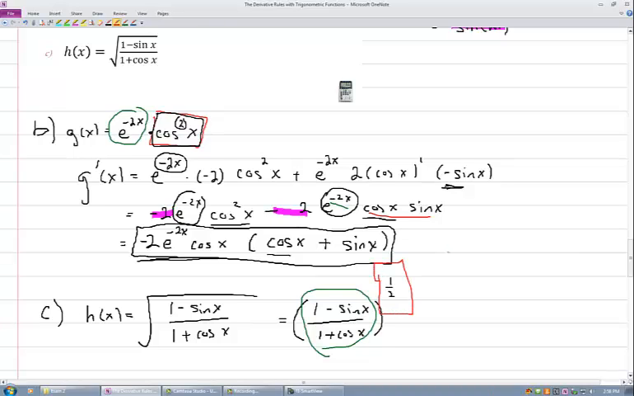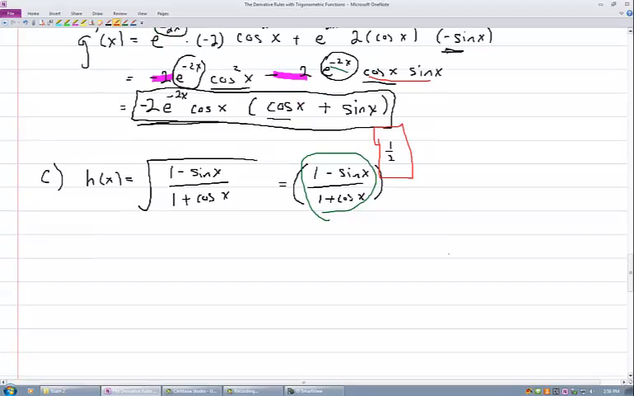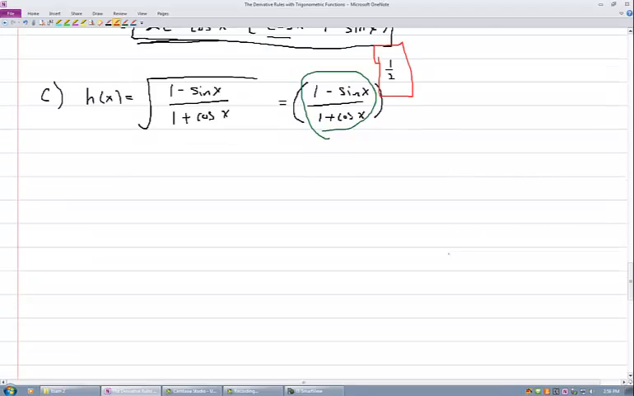is my outside. And so now I'm going to take the derivative of this thing. And so to take the derivative, I'm going to use a chain rule.